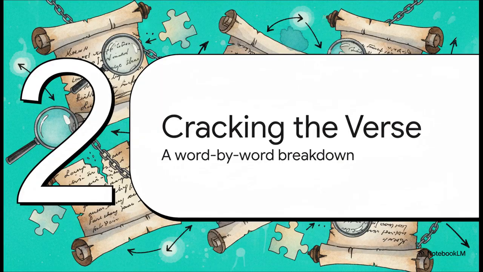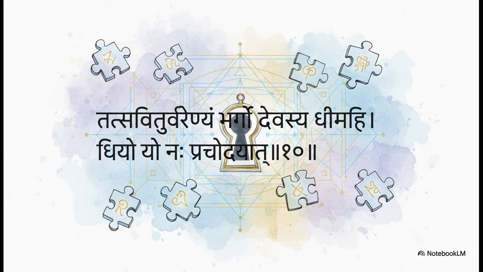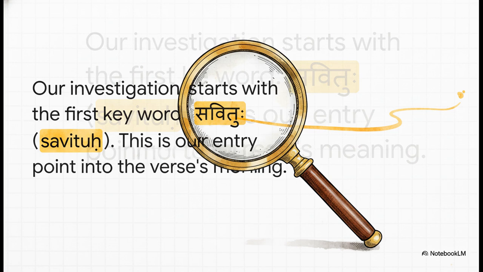All right, so our first job here is to crack this verse open. We're going to break it down into its fundamental clues, the individual words, and see what they start to tell us. And here it is in the original Sanskrit. This is the code we need to crack. Now, I know it might look a little intimidating, but the key, like any good puzzle, is just knowing where to begin. So, our starting point is this word right here, Savituh. This is our first major clue, our way into understanding the verse's meaning.